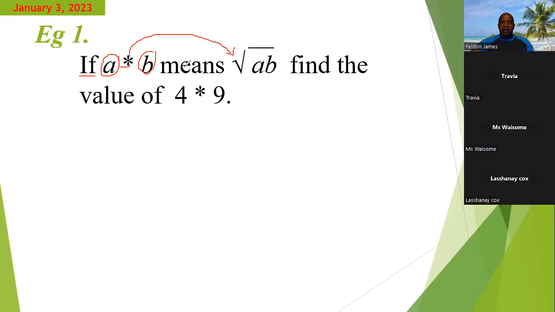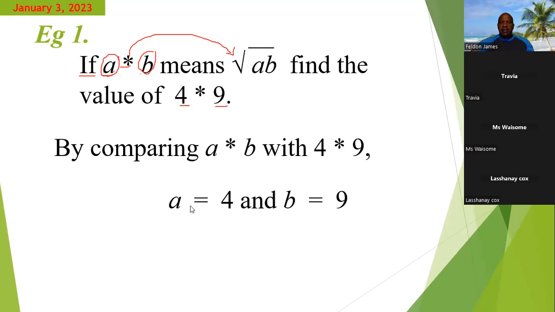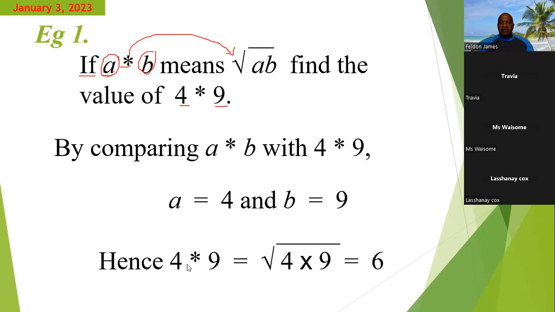Now, with that in mind, if they're telling you to find 4 star 9, then it clearly means that you're going to treat the 4 like the A, and you're treating the 9 as the B. It's not difficult to see that all you're going to do is really substitute 4 where A is and 9 where B is. That's all you're doing. So wherever you have A in the operation and B in the operation, you're substituting them. Where A is, you substitute 4. Where B is, you substitute 9. So with that said, 4 star 9, you would say A equal to 4, B equal to 9. Therefore, 4 star 9 would be the same as the square root of 4 times 9.